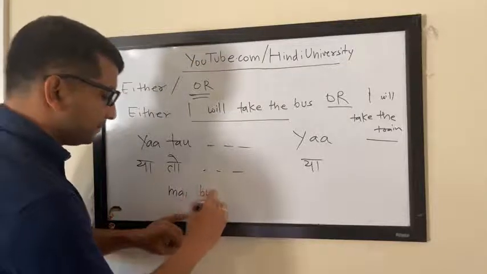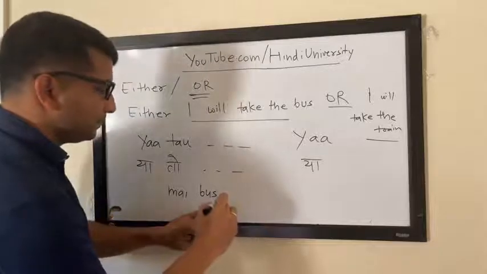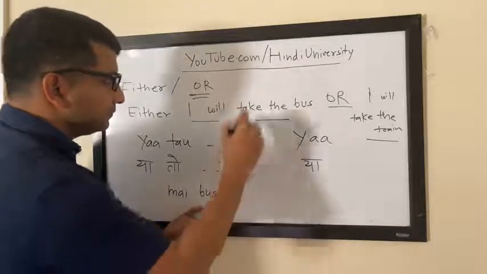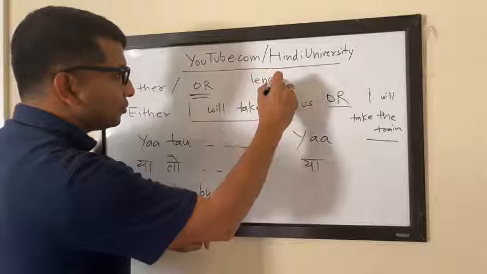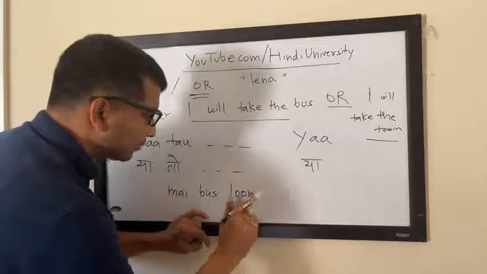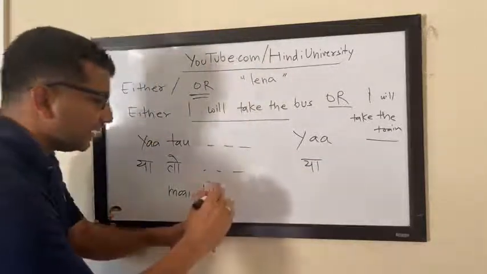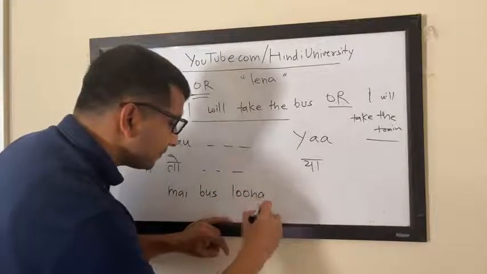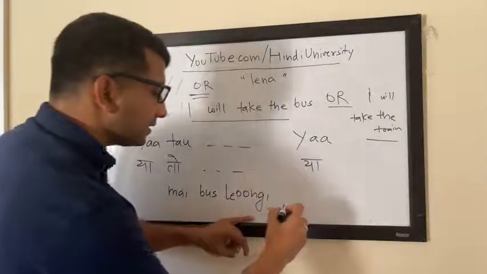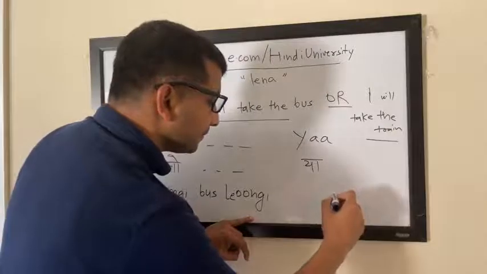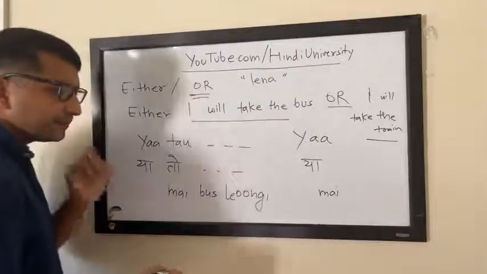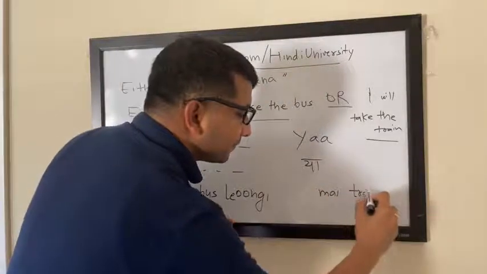मैं bus that takes Laungi. Very good, right? Okay. Very good. So it's either leungi or lungi. Okay. My bus, I'm gonna write it because you said leungi. And the other one is train. Train is rail. Just say train. Okay. My train, Laungi.